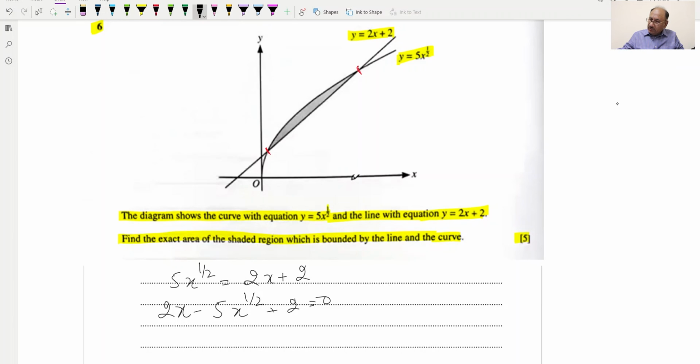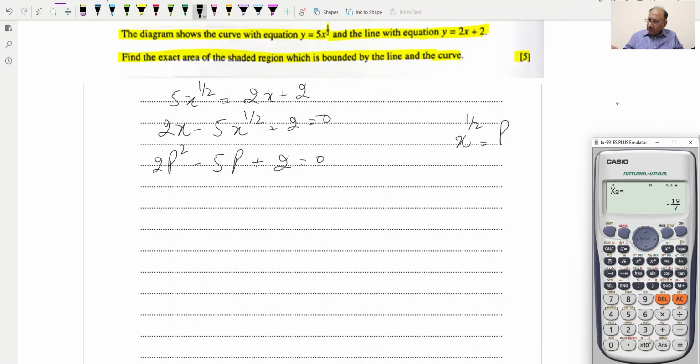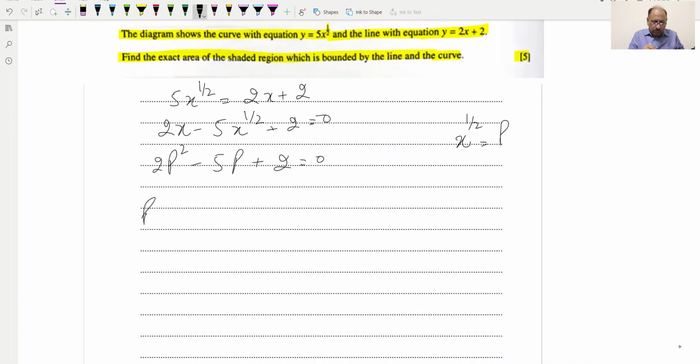Now this is a quadratic equation, but what we will do is replace x to the power 1 by 2 by p, so it will be 2p squared minus 5p plus 2 is equal to 0. And this equation we can now solve. The coefficient of p squared is 2, the coefficient of p is minus 5, and the constant value is 2, so the roots will be 2 and 1 by 2. So p is equal to 2 and p is equal to 1 by 2.